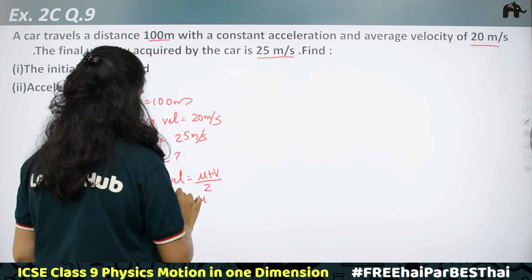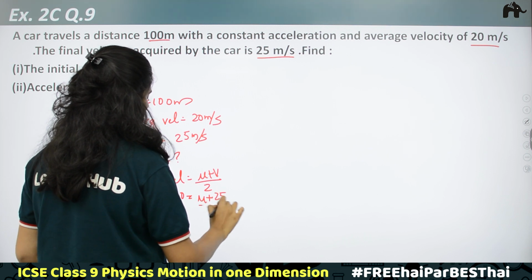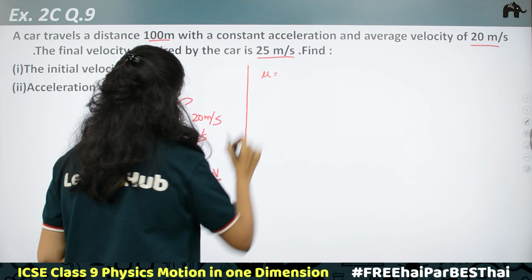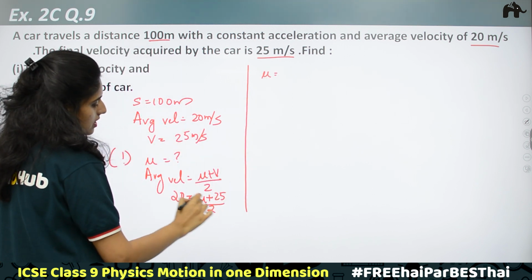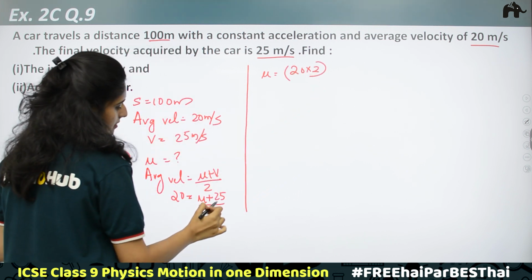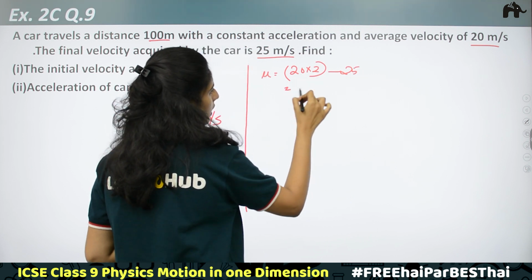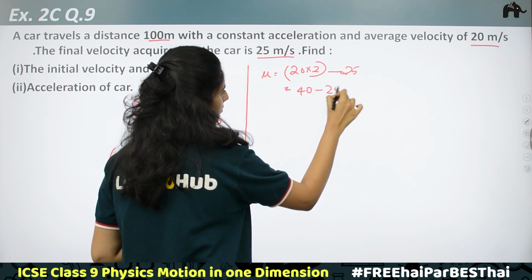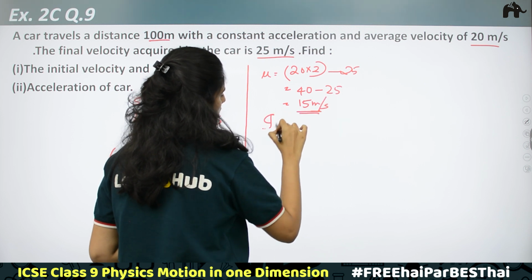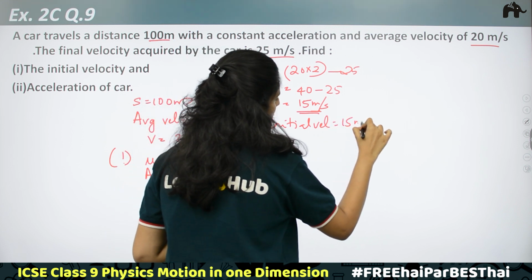Here initial velocity we need to find. We know what average velocity is, which is 20 plus 25 by 2. Therefore, u will be equal to 20 into 2, this 25 taken to the opposite side, minus 25, which is equal to 20 into 2, 40 minus 25, that is 15 meter per second is the initial velocity. Initial velocity is equal to 15 meter per second.